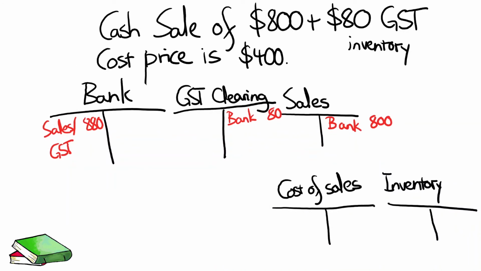Our cost of sales expense should be debited by $400 with a cross-reference of inventory, and finally our inventory should be credited by $400 with a cross-reference of cost of sales. So those are our ledger entries for a cash sale.